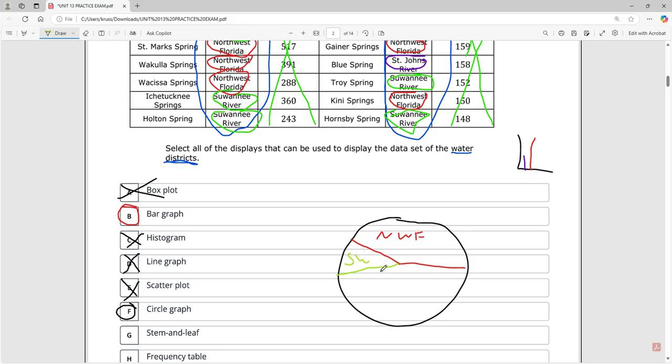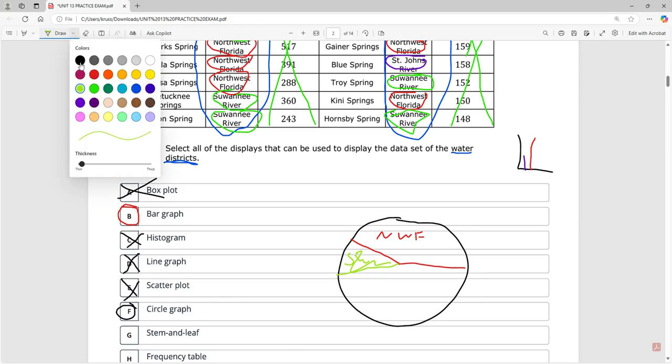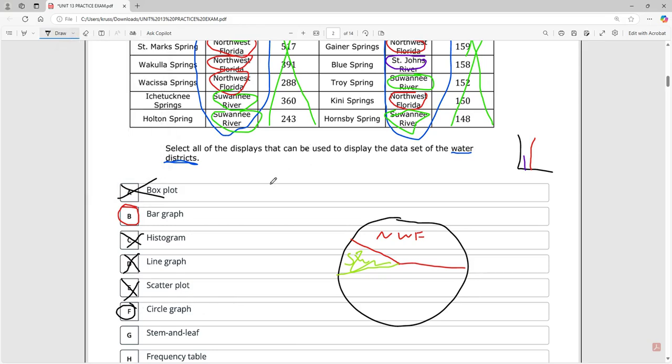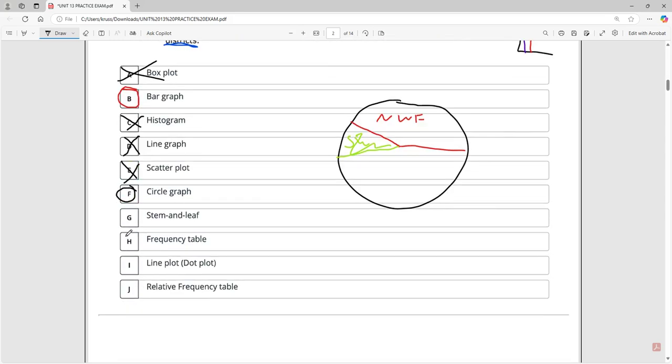Swanee River. That's 20%. So and so on and so forth. You can continue this. So yeah, a circle graph would definitely work. Will a stem and leaf graph work? No. Stem and leaf graph doesn't really work because I'm not using numbers. This is for numerical data only.